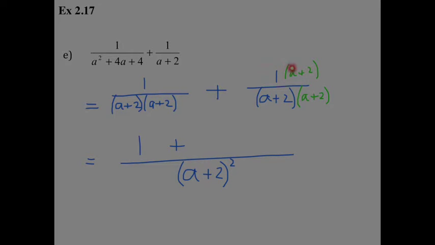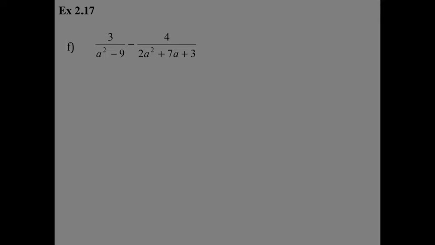Now I have 1 times a and 1 times 2, so that'll give me plus 1a plus 2, which will leave me with a plus 3, or you could have 3 plus a, it doesn't really matter, all over a plus 2 in brackets squared. Oh, another really messy one. These can take quite a bit of time because you've got to factorise bits individually.